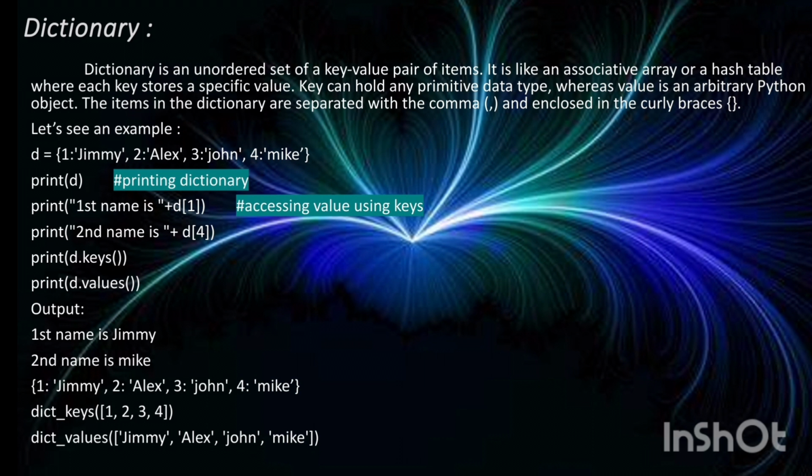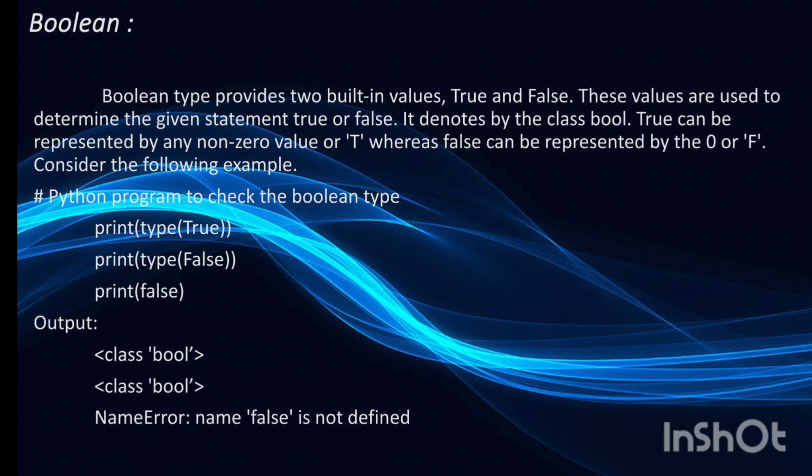Now let us see the output. Here first name is Jimmy. Next, second name is Mike. Total dictionary is printed here: 1 Jimmy, 2 Alex, 3 John, 4 Mike. And dict dot keys is 1, 2, 3 and 4. Dict dot values are Jimmy, Alex, John, Mike.